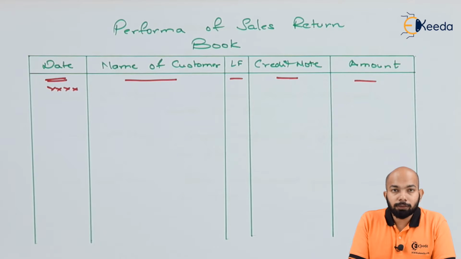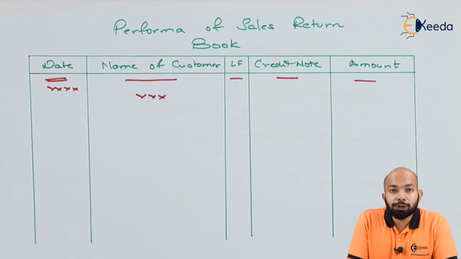Again, we have 5 columns here. The first column being date. Now, when we talk about date, again, you have to mention the year as we have already learned in the previous videos. The next column will refer to name of the customer. That means the person who is sending it back to us. That will be description, or probably you can just mention the description column.